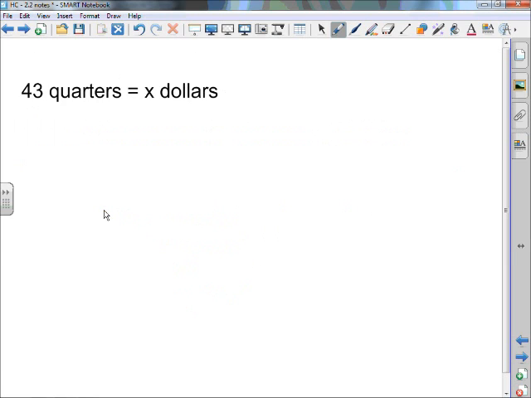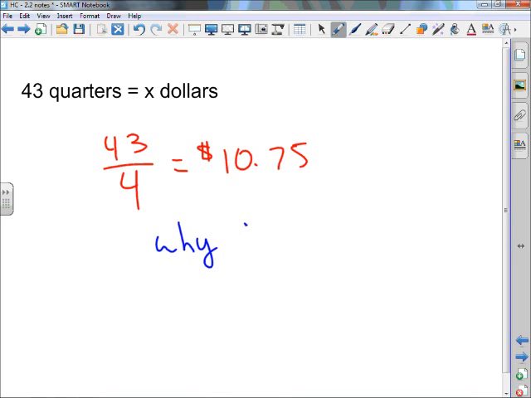So as a starting point, I'm going to ask you the question. You have 43 quarters. How many dollars do you have? Well, everybody's going to go right away 43 divided by 4 to get an answer. And that's correct. Mathematically, that's what you do, 43 divided by 4. And when you put that in your calculator, everybody's going to get, oh, it's $10.75. Great, absolutely right. Now let me ask you this. Why did you divide by 4?